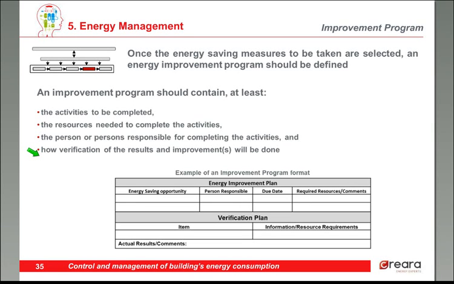So once these energy saving measures are selected, then we need to set up an improvement program. And this, as any program or any plan, should include which activities are going to be implemented, which resources are needed, who is going to take care of that, and how we are going to verify or check that all these measures are carried out. Here is an example of a form for an improvement program.